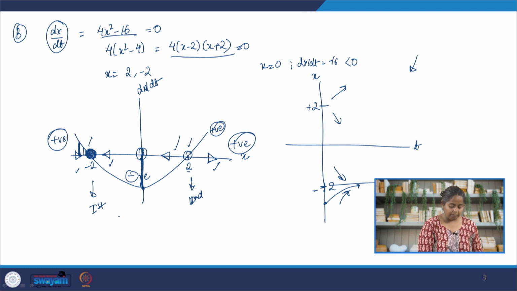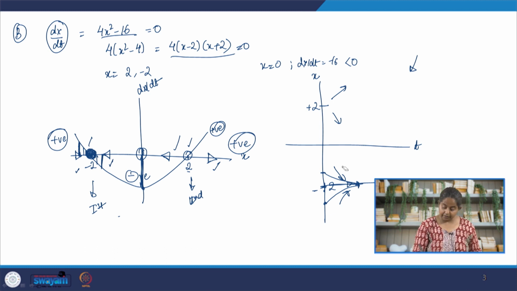Now, let's start from minus 2. If we are starting at minus 2, we stay at minus 2 because it is a fixed point. Now, let's start on the right side of minus 2. So, x is slightly greater than minus 2. So, we are starting here. Here, the dx by dt is negative. So, the flow will be towards left side, which means x is reducing. As x approaches minus 2, the magnitude of dx by dt reduces. So, the curve will look like this, a flat curve.